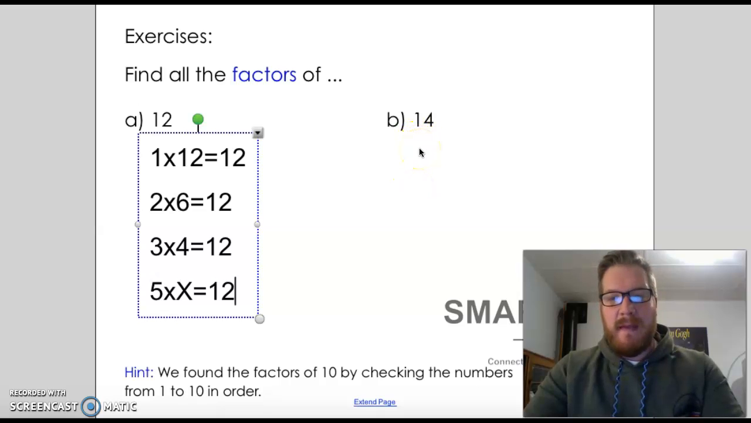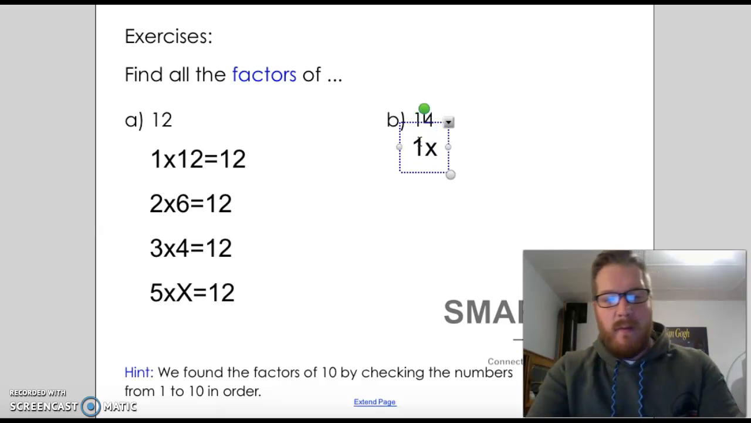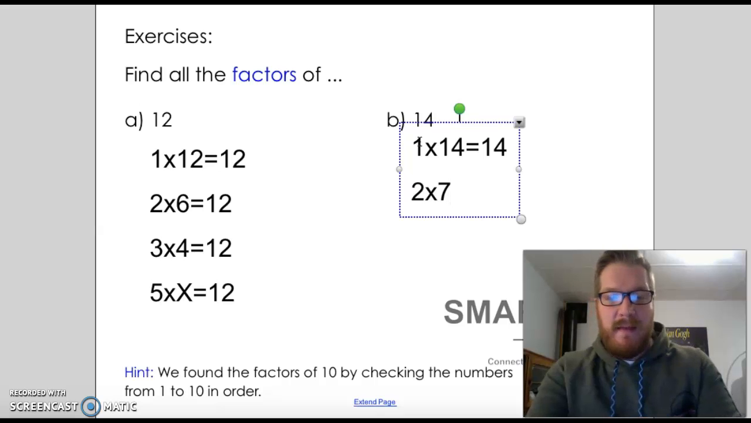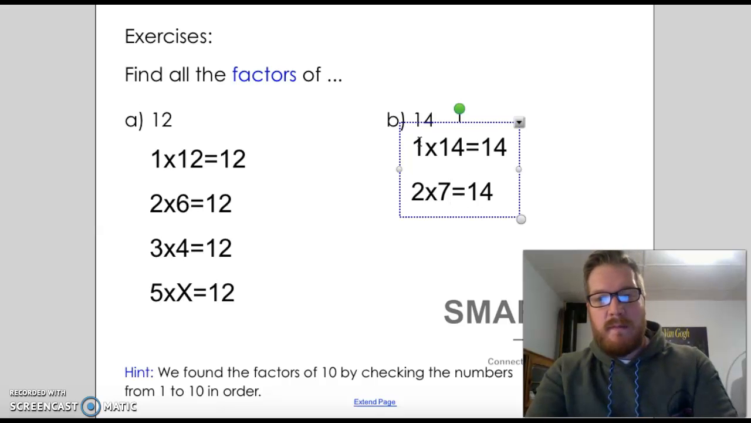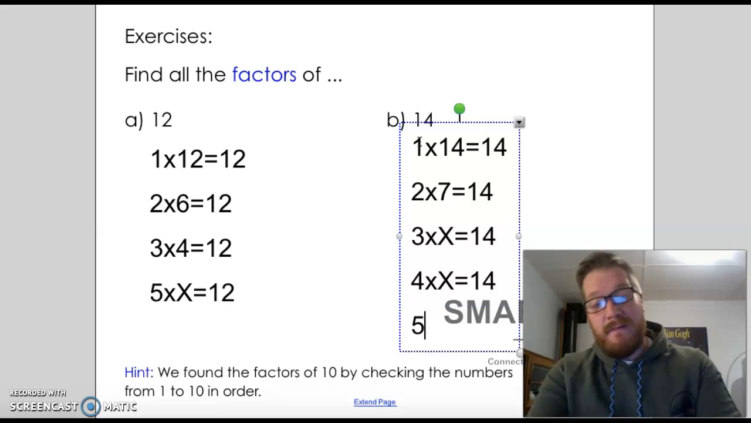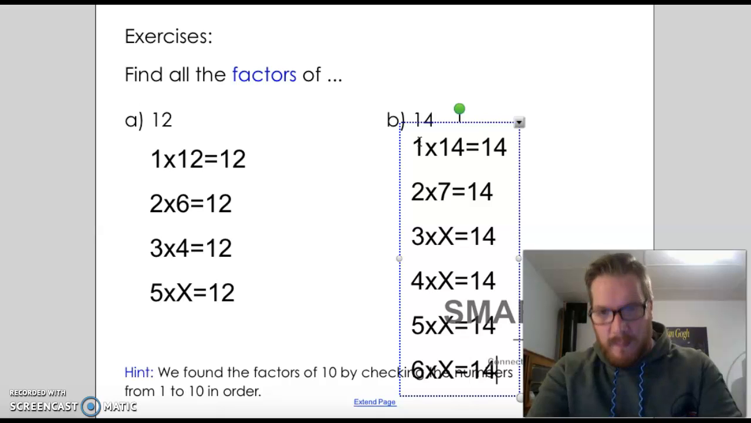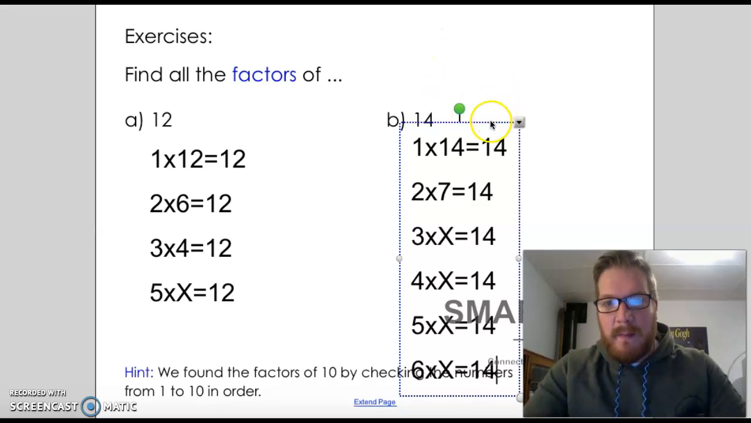We can do the same thing for 14 and say, well, I know that 1 times 14 is 14. I know 2 times 7 equals 14. 3 times no number equals 14. 4 times no number equals 14. 5 times no number equals 14. And 6 times no number equals 14. Sorry that I got a little bit low there. I'll move it up.